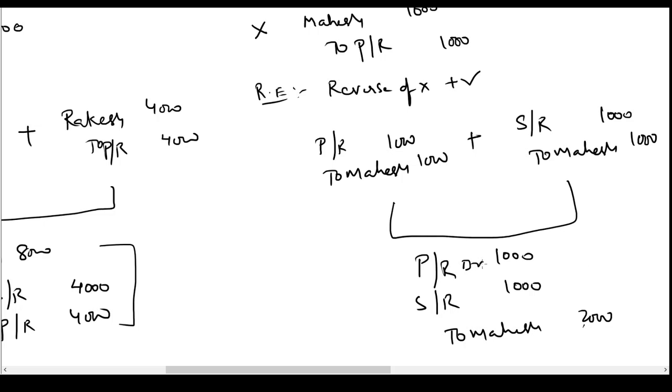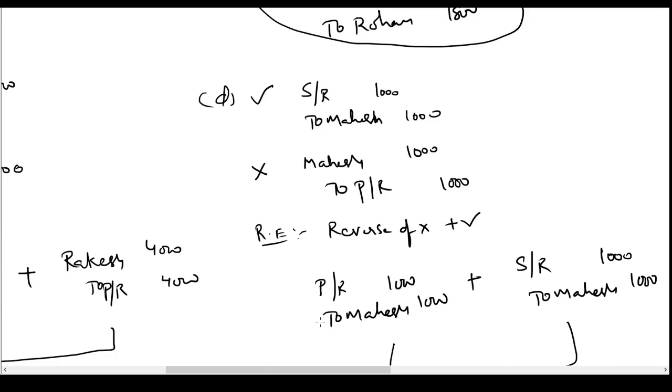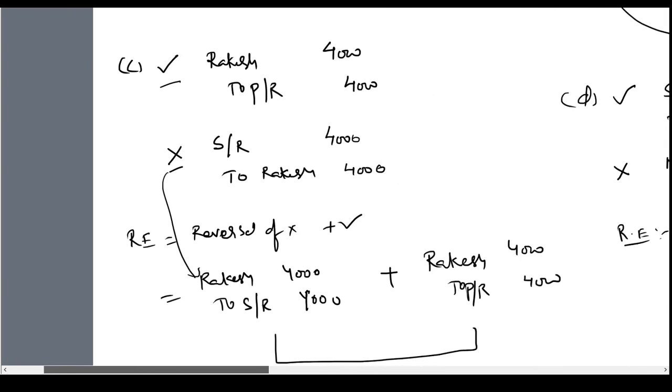Purchase returns account will be debited with 1,000. Sales returns will be debited with 1,000. Mahesh account will be credited with 2,000. This is the rectification entry, or this is the answer for this bit. Let us see the last bit.